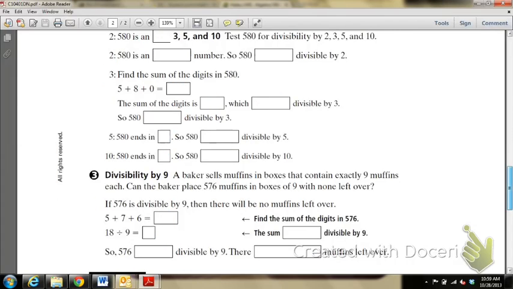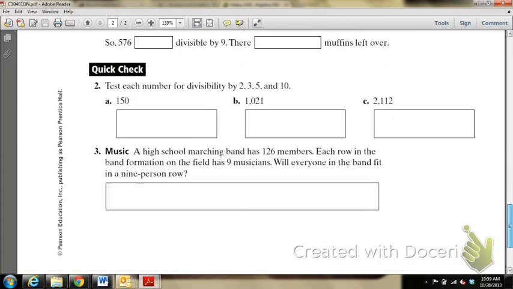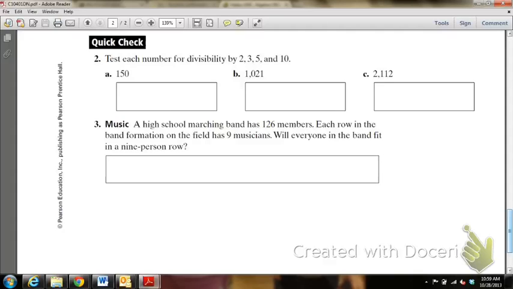Okay, now let's try looking at the quick checks. In quick check number 2, you're going to test each number for divisibility by 2, 3, 5, and 10. So for each of these, you're going to do exactly what we did in example 2 and look at the rules and check each one separately. You're going to have to give 4 answers for each one. So I would say 2 and give a yes or no answer. 3, give a yes or no answer. 5, yes or no, and 10, yes or no. So you have to list 4 answers for each of these.